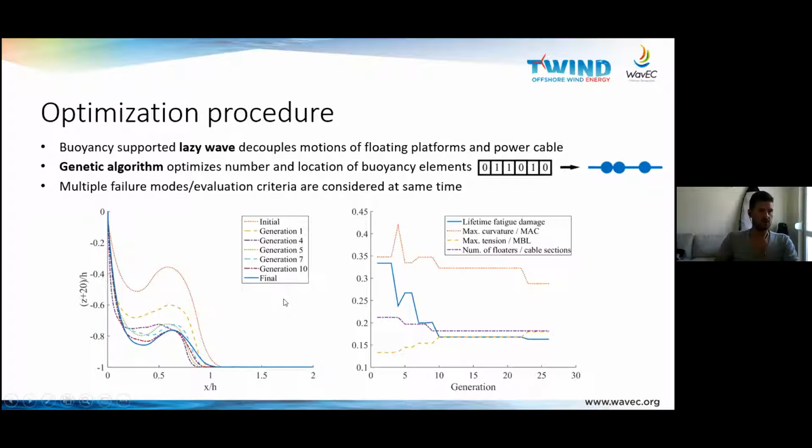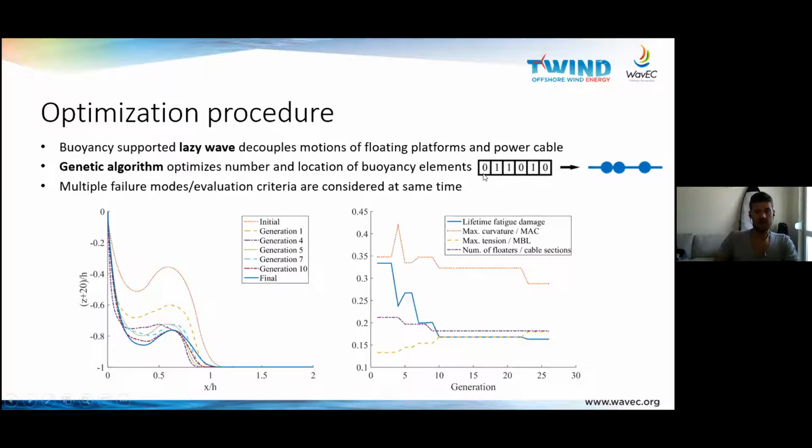And we have developed an algorithm, actually a genetic algorithm, that is making this decision for us, that is running and is optimizing the number and the location of those buoyancy elements. And you can basically imagine that we have the whole cable discretized into small parts, and every part is either marked as 0 or as 1, while a 0 is just standing for the normal cable, and the 1 is standing for a position with the buoyancy element.